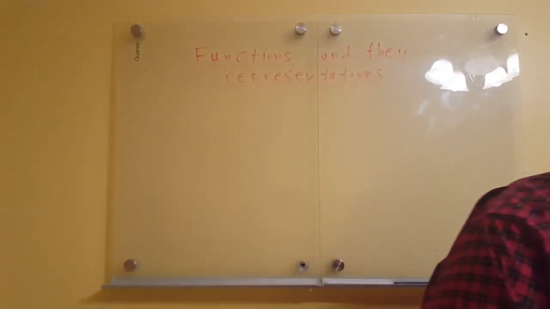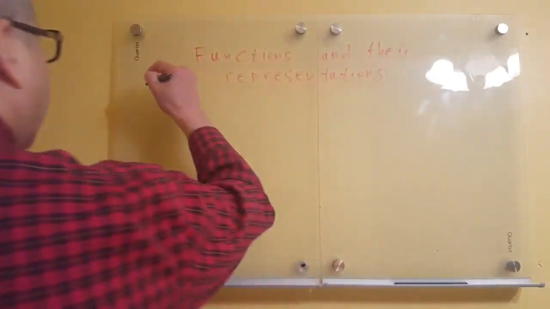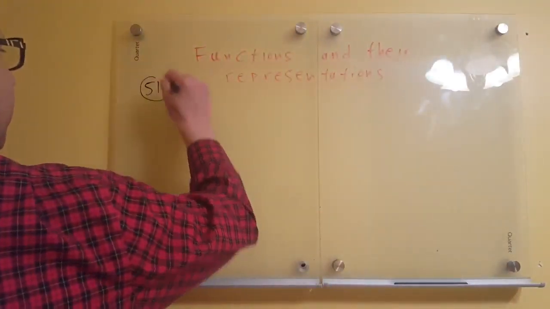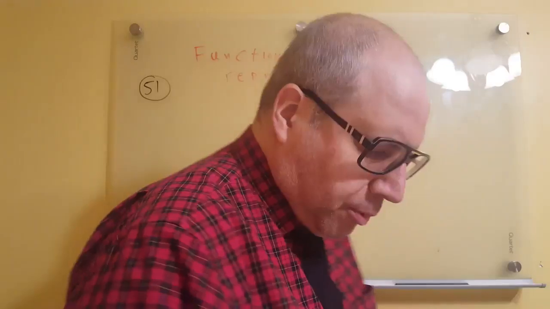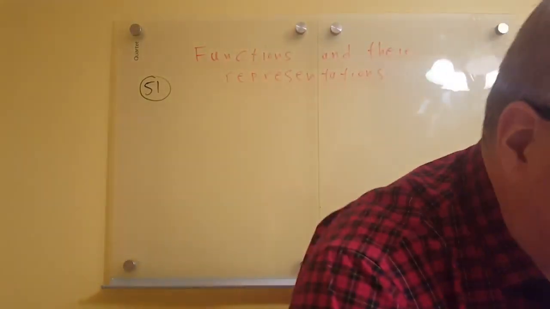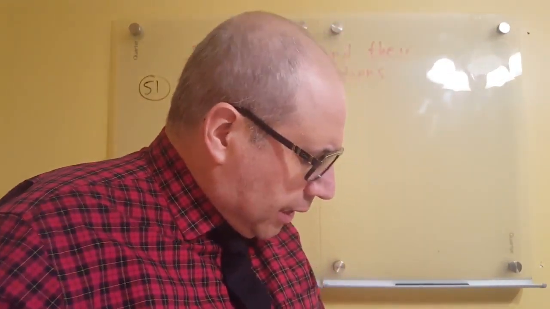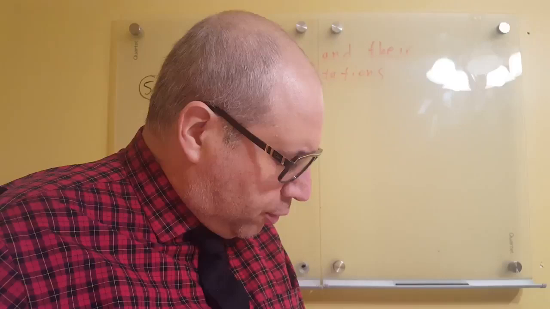Well, finally we have problem number 51. So what is this problem here? The problem here says that in a certain country income tax is assessed as follows.